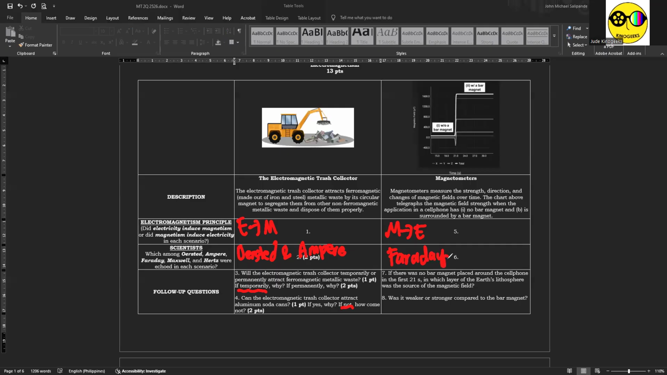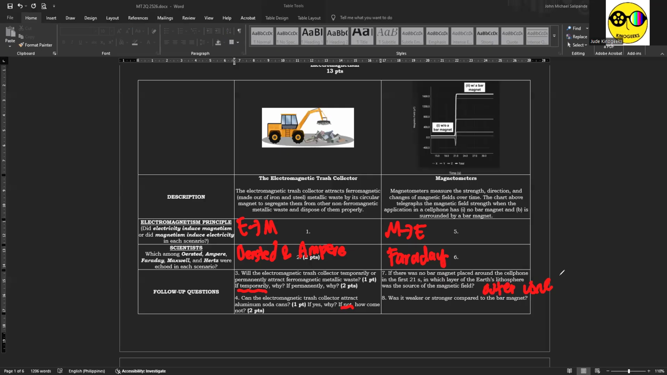Okay? So number seven, if there was no bar magnet placed around the cell phone in the first 21 seconds, in which layer of the Earth's lithosphere was the source of the magnetic field? So this is a callback to our very first lesson in first quarter, no? So even though you don't have a bar magnet beside your cell phone, it can still track magnetic field, no? And that's because of the outer core, which makes Earth a giant magnet.